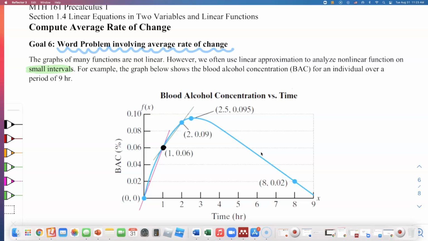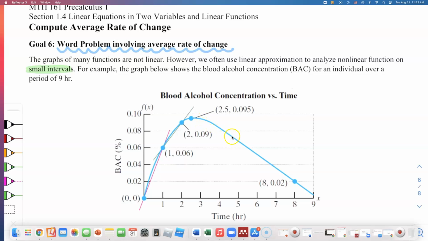For example, the graph below shows the blood alcohol concentration, BAC, for an individual over a period of 9 hours. So a person drinks, their blood alcohol concentration skyrockets, and right before 3 hours is the highest, right? And then the alcohol goes away.